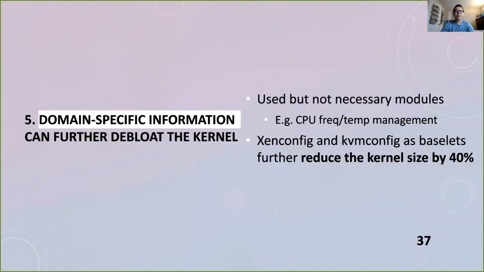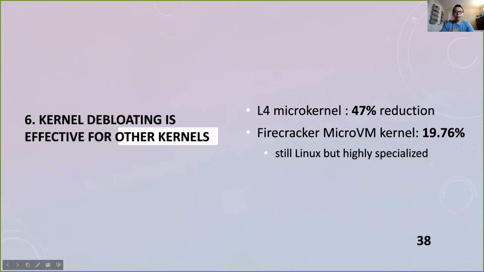Fifth, we discovered an essential limitation, which is the inability to distinguish used but not necessary modules during tracing. And domain-specific information can help to remove such options. For example, if we know that we are going to deploy the kernel on a Xen machine, then we can use the Xen config as a baselet, and this baselet can help us further reduce the kernel by 40%. Finally, we found that config-driven debloating can also effectively debloat other types of kernels. We apply COZART to other kernels and see a 47% reduction for the L4 microkernel and a 20% reduction for the Firecracker microVM.